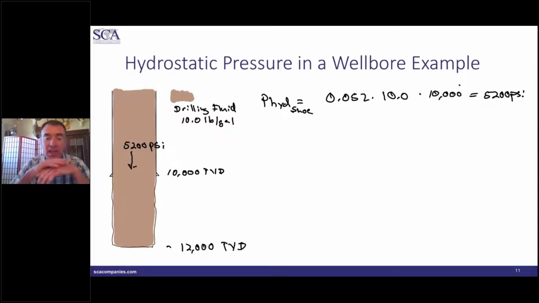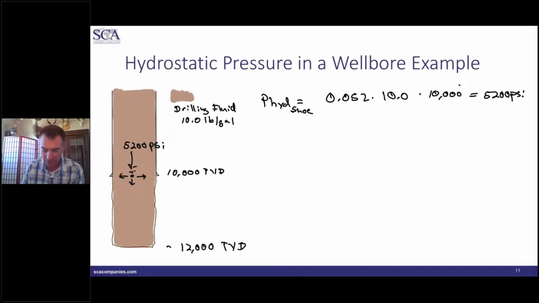Now, on a side note, and it's a little off topic here, but it becomes really important in well control to understand that I just said we had 5,200 psi pushing down at this point. Well, the reality is that pressure is pointing in all directions. It's pointing up, it's pointing down, it's pointing sideways. It's an important concept to understand when we talk about opposing pressures.